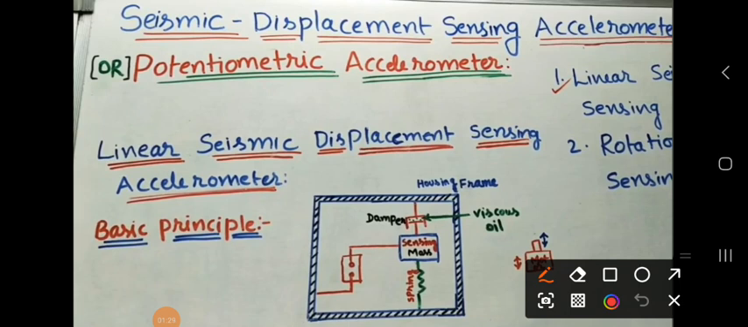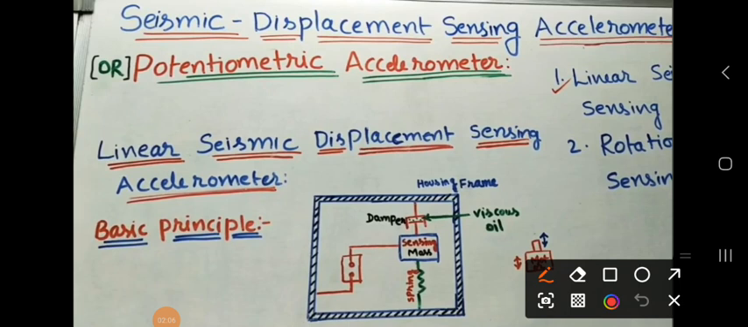Now we are going to see the principle. When the spring, mass and damper are subjected to acceleration, whenever the given machine or engine is vibrating, this accelerometer will be connected to that machine. When the spring and mass are subjected to acceleration and vibrations, the mass will be displaced. The displacement of the mass is proportional to the acceleration of the given motor or engine. This is the basic principle.